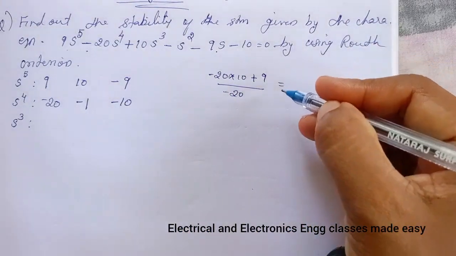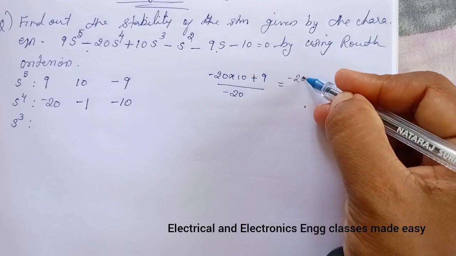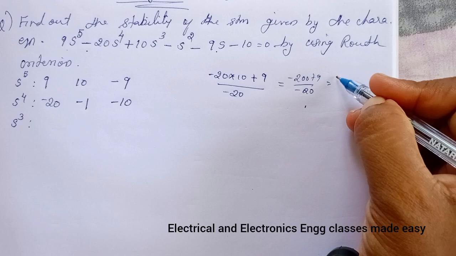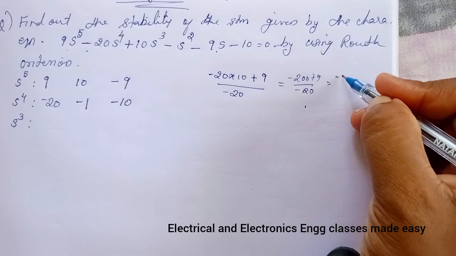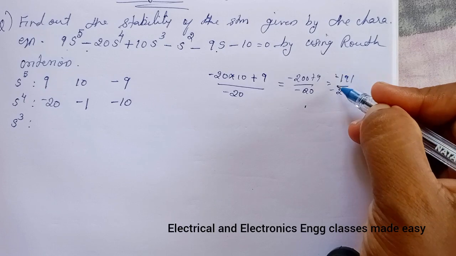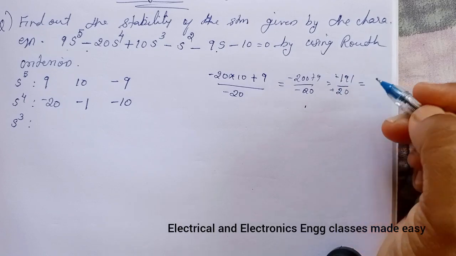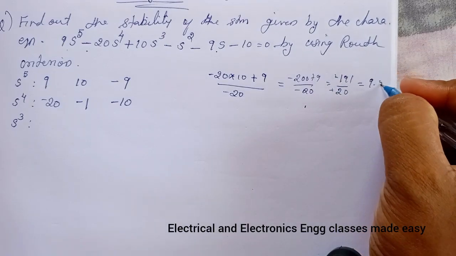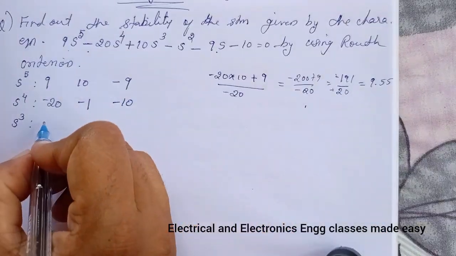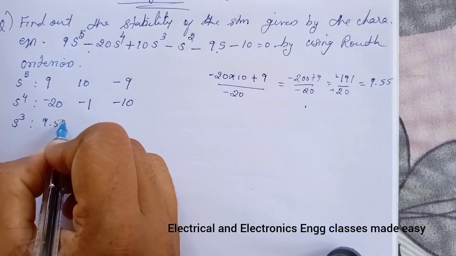That is equal to minus 200 plus 9 by minus 20, that is minus 191 divided by 20. So minus cancelled and we get approximately equal to 9.55. So here it is 9.55.